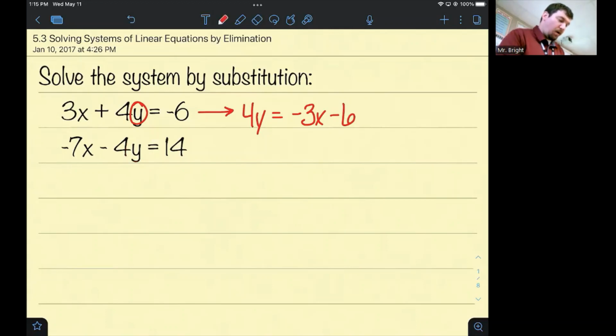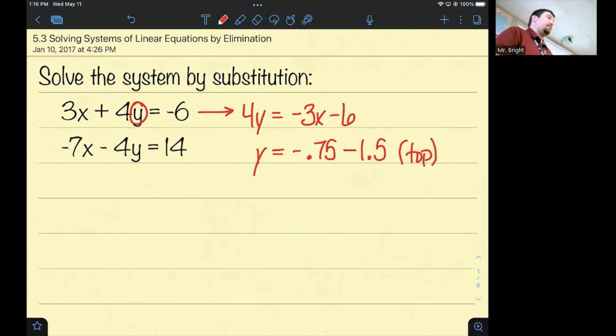So we're going to divide by 4. And we're going to get negative 0.75 because that's what 3/4 is. And then negative 6 divided by 4 is negative 1.5. So at least the decimals aren't extremely difficult. Then we would take that equation. Remember, that's the top equation that we just manipulated. And we put it into the bottom.